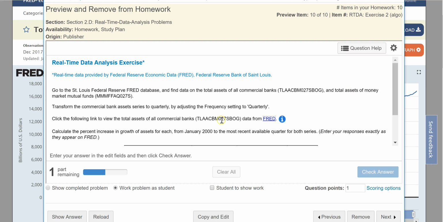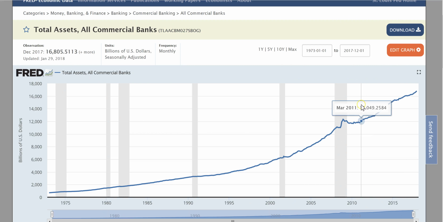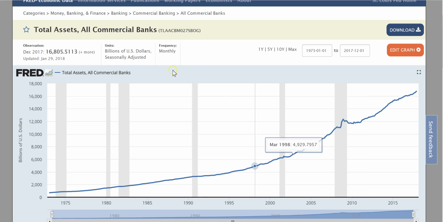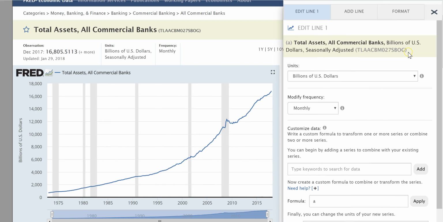So according to the requirement, transform the data into the setting to quarterly. So far, I believe this should be monthly. You can see the frequency here is monthly. So how can we change that to quarterly? We use the edit graph function here. You can see on the second box here, the modify frequency. So you can change that.